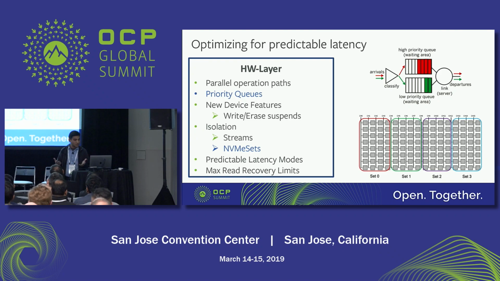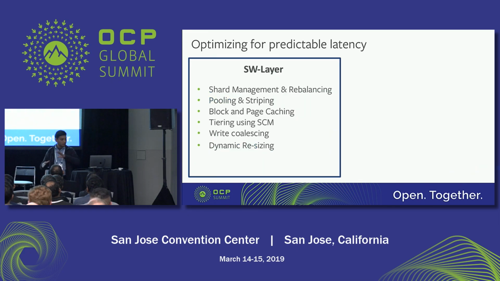We do have maximum thresholds that we can set for read recovery limits. For example, all the heroic read recovery that needs to happen can be aborted, and the read can be fetched from a replica in one of our data centers. So again, those were some examples at the hardware layer. Let's look at what we can do at the software layer to solve this problem.